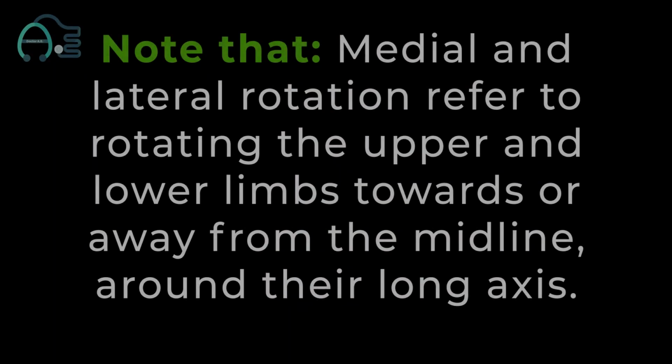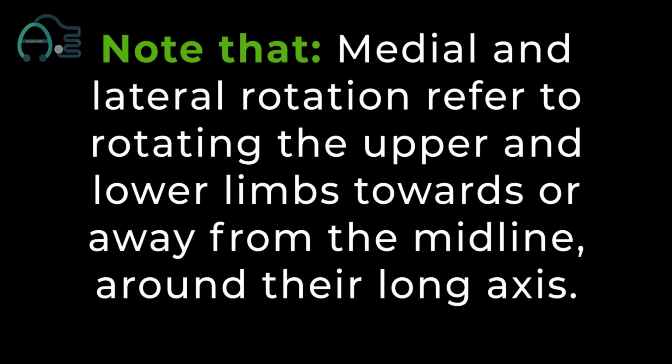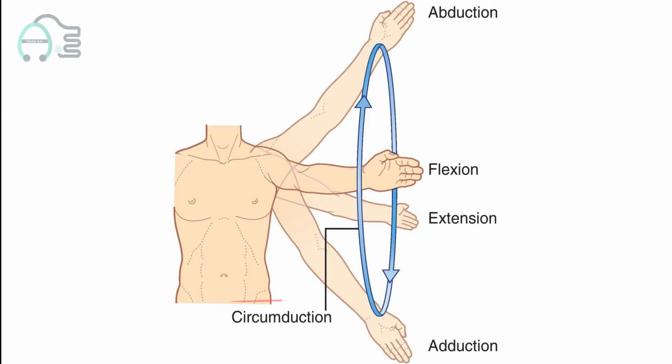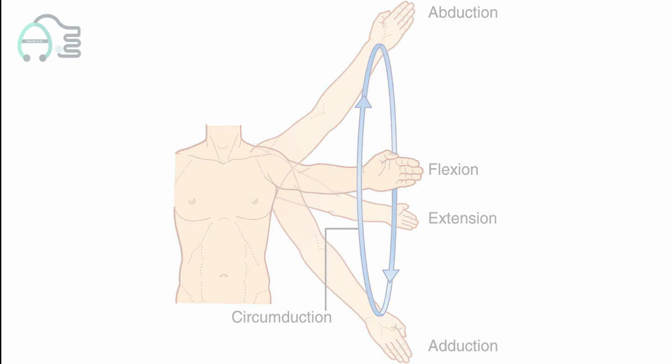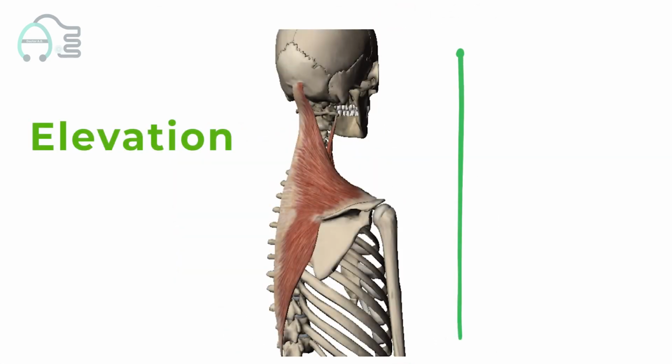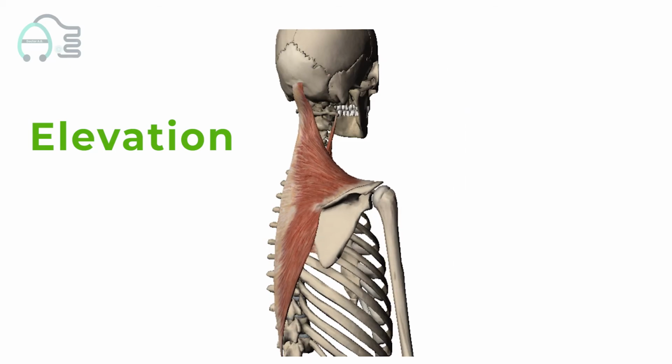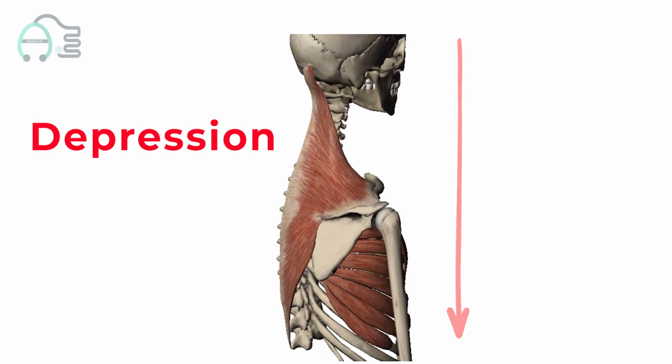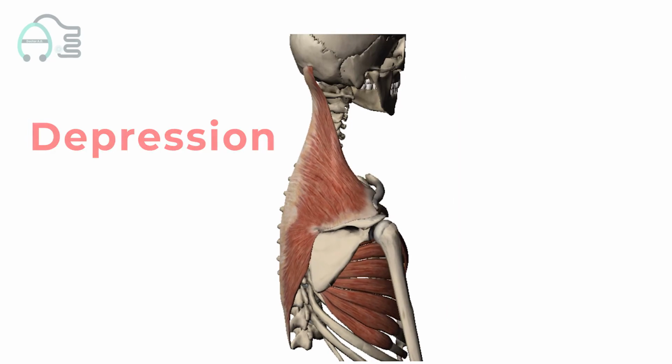Note that medial and lateral rotation refer to rotating the upper and lower limbs towards or away from the midline, around their long axis. Circumduction is a circular movement combination of flexion, abduction, extension, adduction and rotation. Elevation, a movement in a superior direction, like the shoulder shrug. Depression is a movement in an inferior direction.